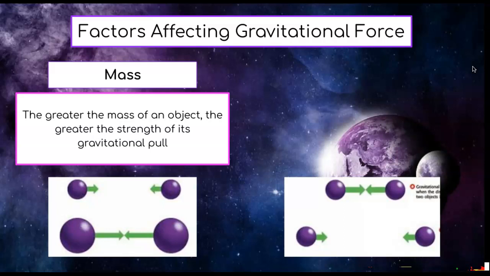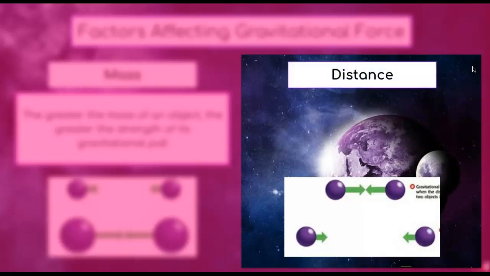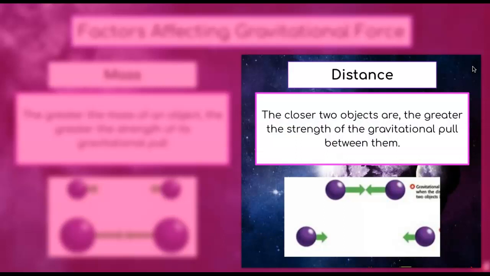The second factor that affects gravitational force is distance. Now, this might become a little bit more obvious if you think about space travel or orbiting around the solar system. So we also know the distance affects gravitational force. The closer two objects are, the greater the strength of the gravitational pull between them. So the best way I like to explain this is thinking about a satellite or any sort of space traveling object like a rocket or the space shuttle.